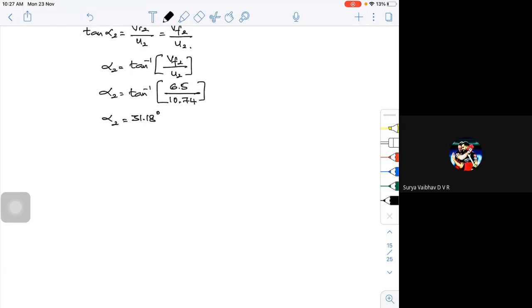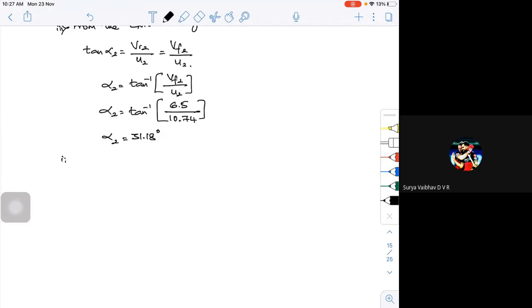Now what is the fourth quantity we are supposed to find? The power required. Power P is given by mass flow rate into work done, which is the Euler head; it is also equal to W by M, the specific work. W by M is equal to VW2 into U2, so VW2 into U2, or U2 square. And what is the mass flow rate?